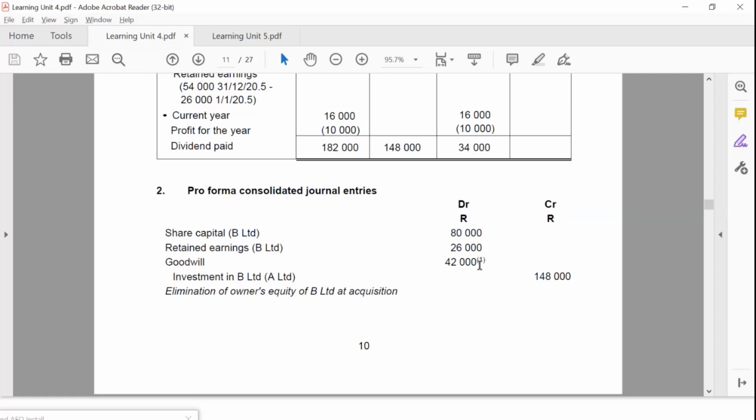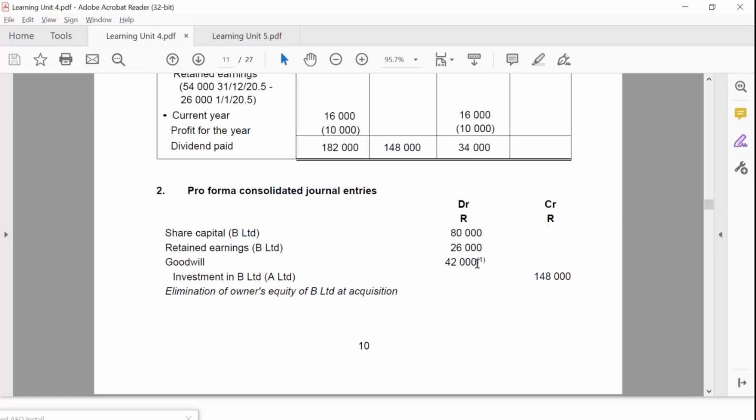Then this goodwill of 42,000 is not a reversal. This one is not a reversing journal entry. You are recognizing goodwill. So it's a recognition adjustment. You are recognizing goodwill in the consolidated financial statement for the first time. Only the share capital, retained earnings and investment you reverse. But when it comes to the goodwill, which normally becomes the balancing figure, you don't reverse anything. It's a recognition. You are recognizing goodwill for the first time, and goodwill is an asset.